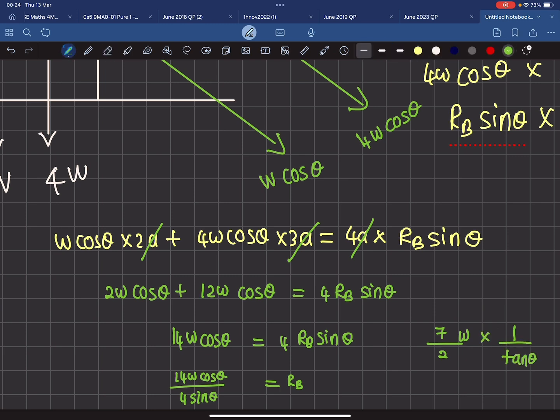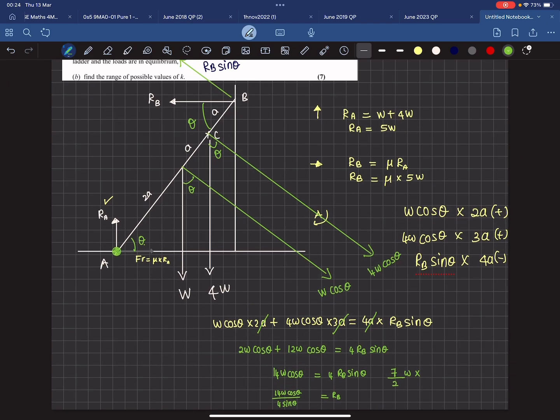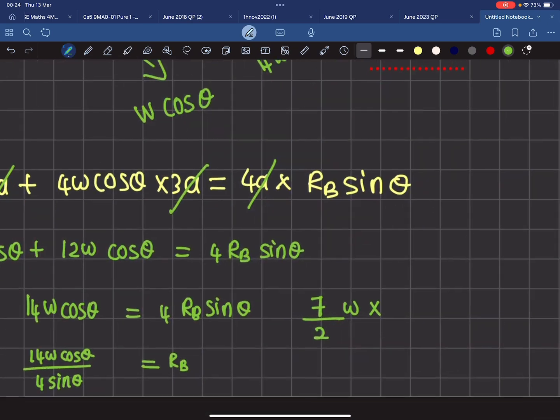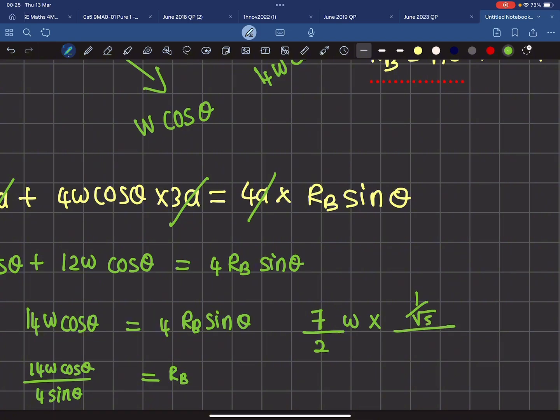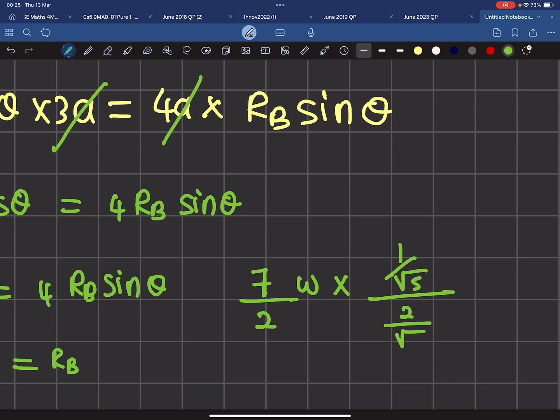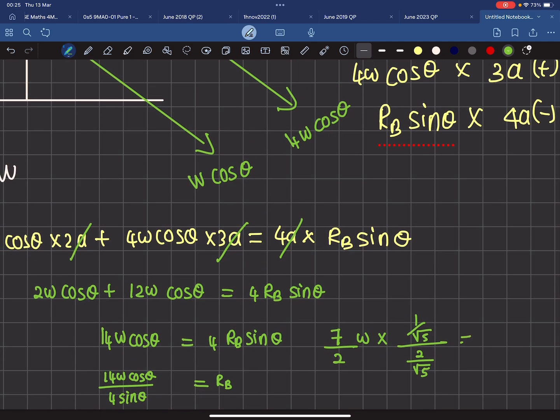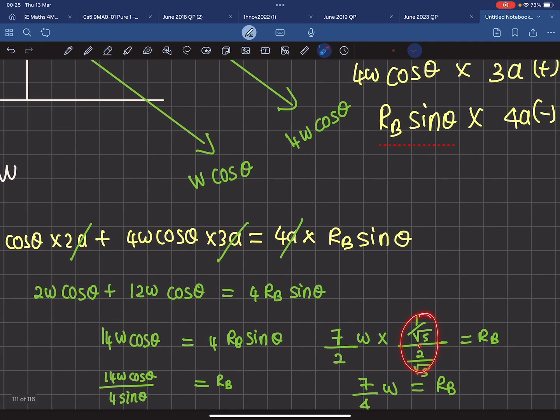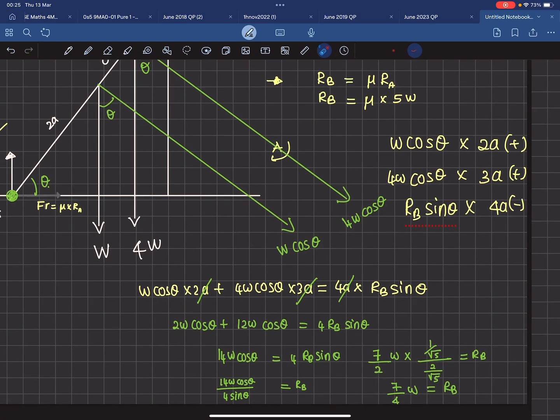If you want, you can substitute for cos and sine. You can do it like that, so I'm going to show you that way as well. 7 over 2W. In place of cos theta, I have calculated here 1 over root 5, so that's 1 over root 5 over, in place of sine theta, I'm going to put 2 over root 5. And then simplify this, that's equal to RB. So 1 over root 5 divided by 2 over root 5 is going to give you half, so half times 7 over 2 is 7 over 4W equals RB.